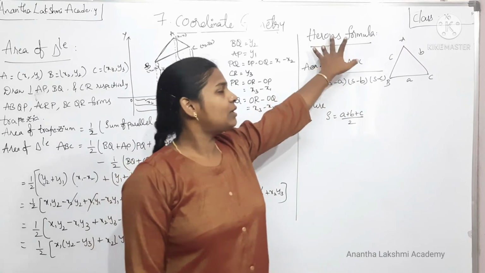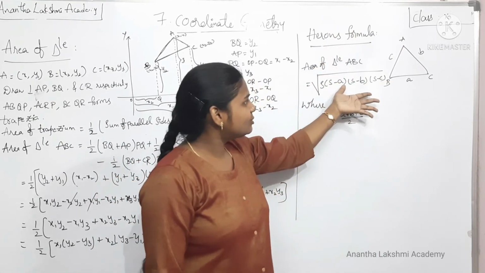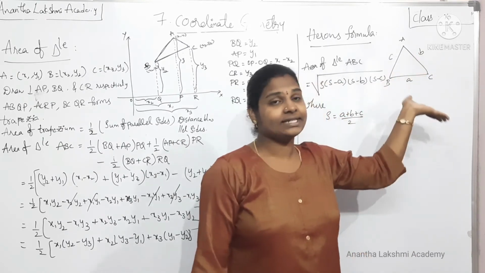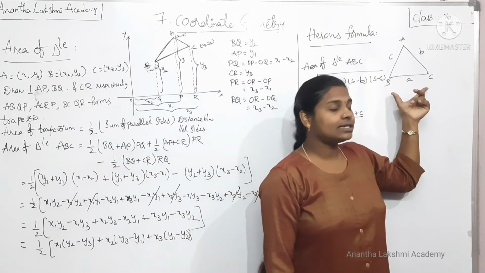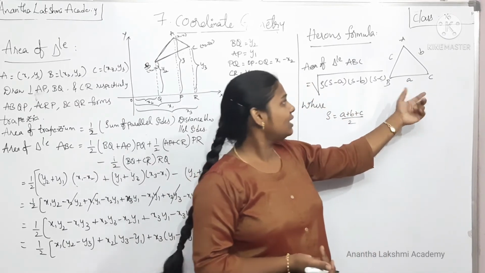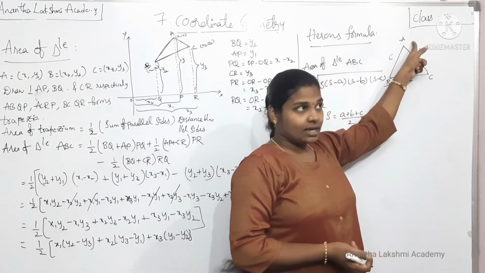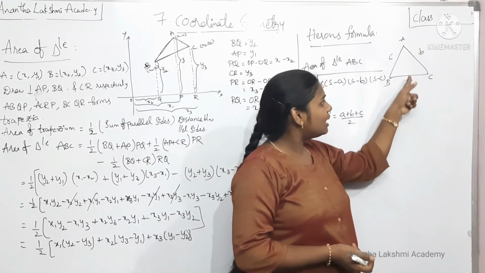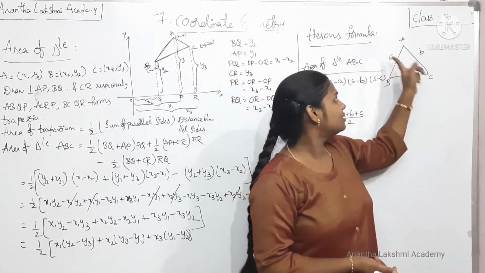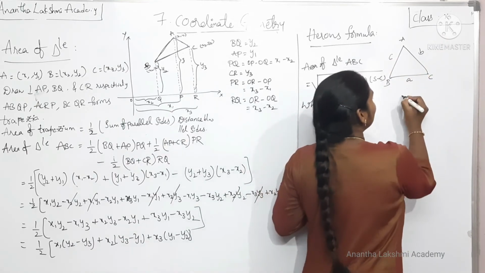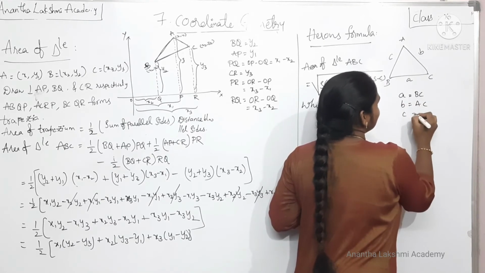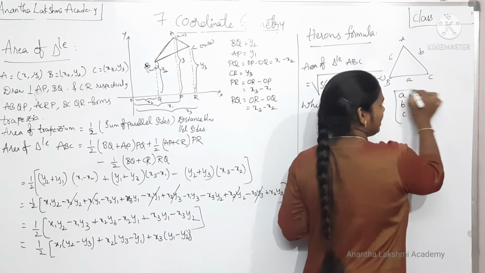So here, Heron's formula for the area of a triangle is the square root of S into S minus a, S minus b, S minus c, where S is the sum of all three sides or all three lengths divided by 2. I have explained this logic in one of the trigonometric videos: whatever the capital letter vertex is, the opposite side has the small letter length. For B, small b will be opposite, and for C, small c will be opposite. Initially, small a is equal to BC, small b is equal to AC, small c is equal to AB. This we have to remember.